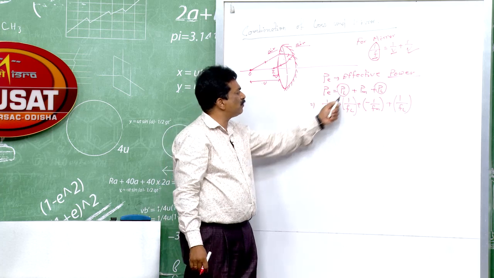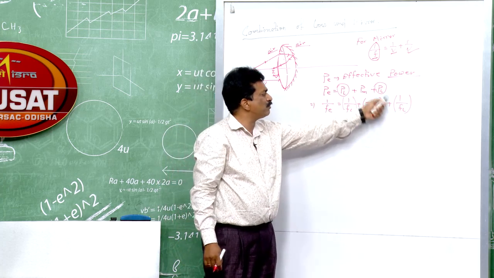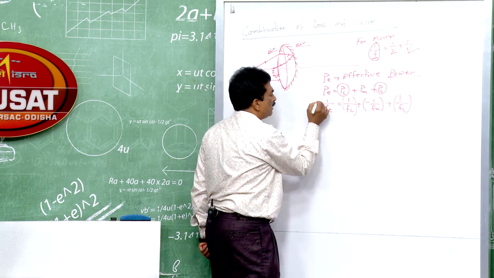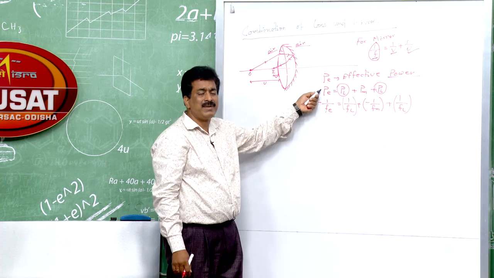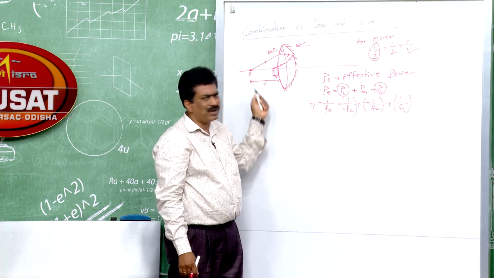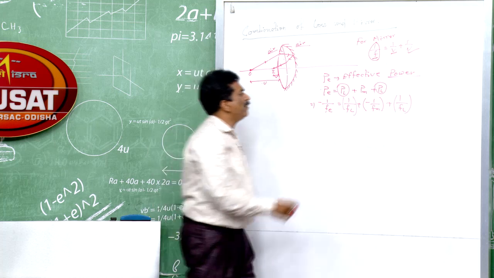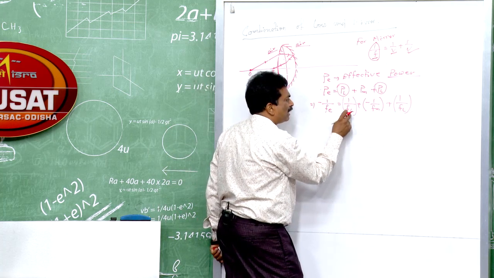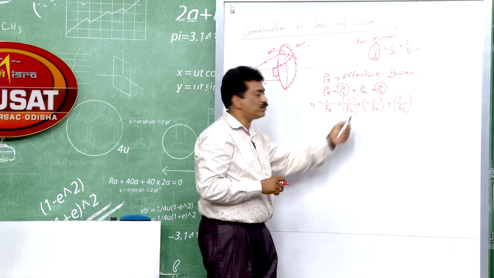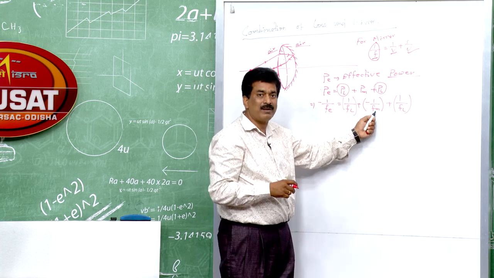Sir, here it is the minus, why is it minus here? Because this effective is behaving as the mirror. So for the mirror power and for the lens power, there is a negative sign. For the lens, the power is equal to 1 by focal length, but for the mirror, that is equal to minus 1 by focal length.